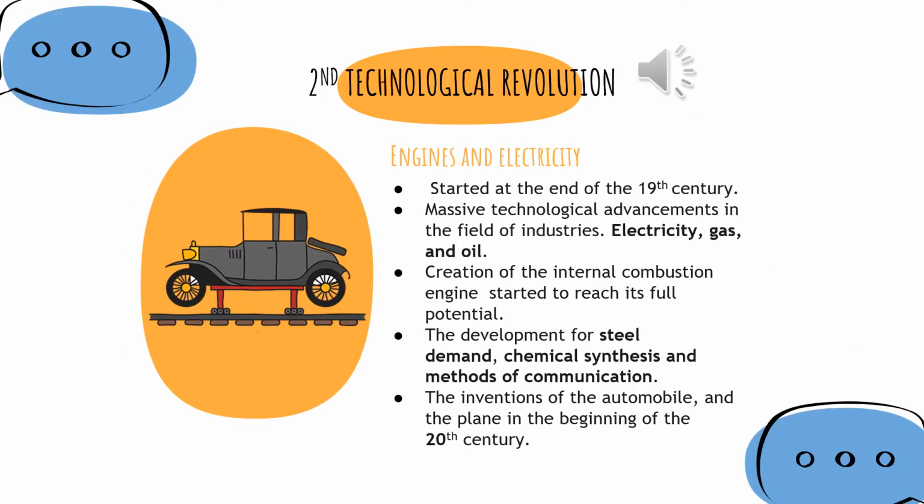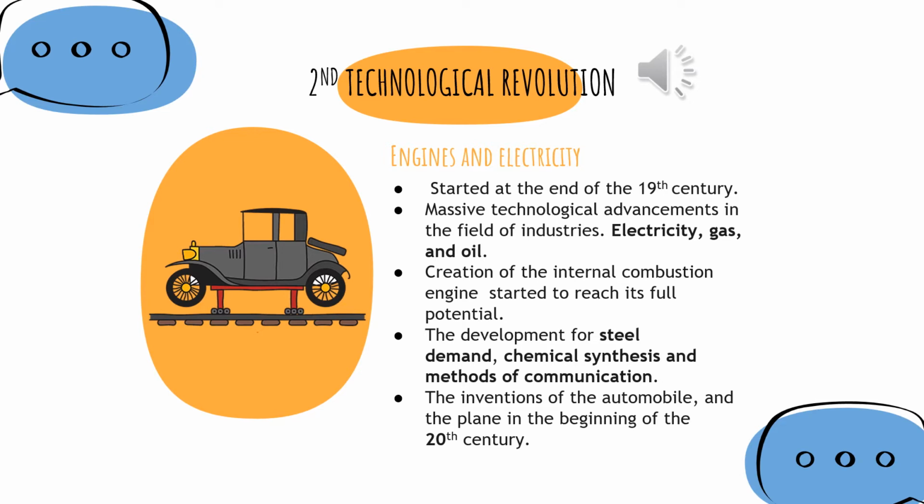Following the first industrial revolution, almost a century later, we see the world go through the second. It started at the end of the 19th century with massive technological advancement in the field of industries that helped the emergence of new sources of energy such as electricity, gas, and oil. The result of this revolution was the creation of the internal combustion engine that started to reach its full potential.